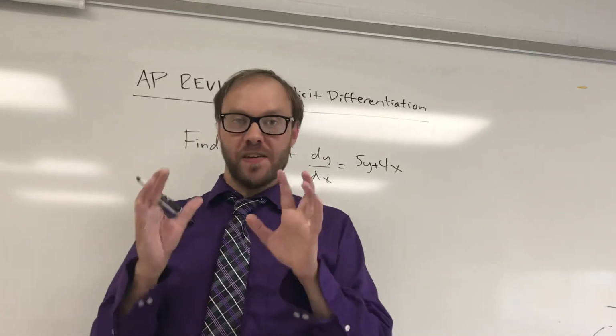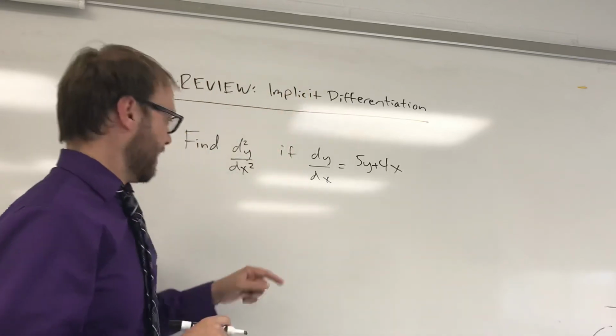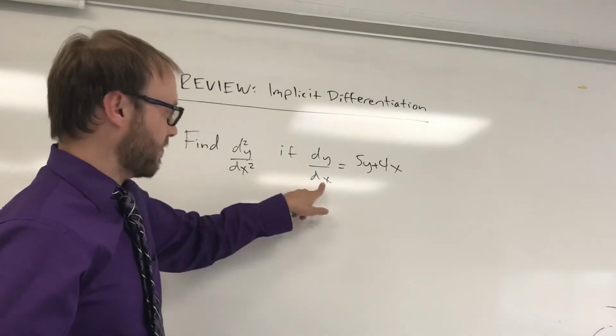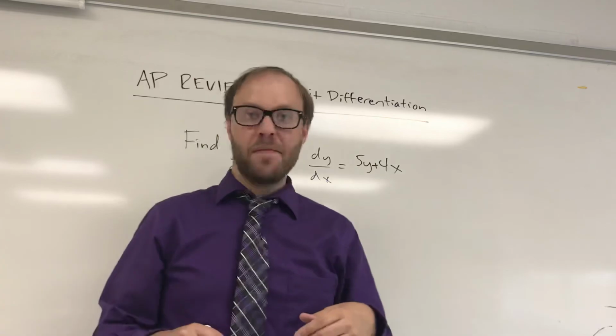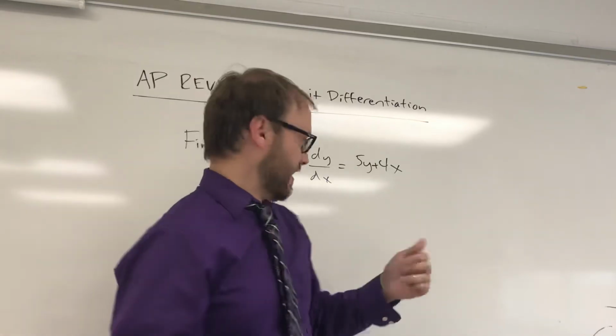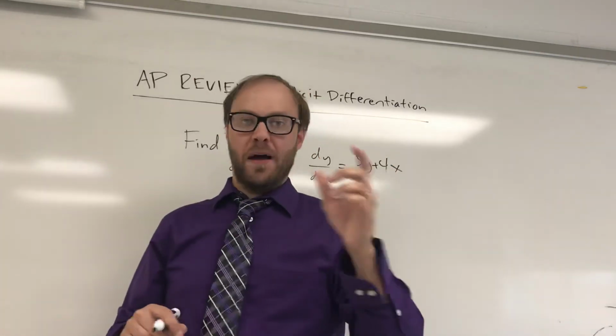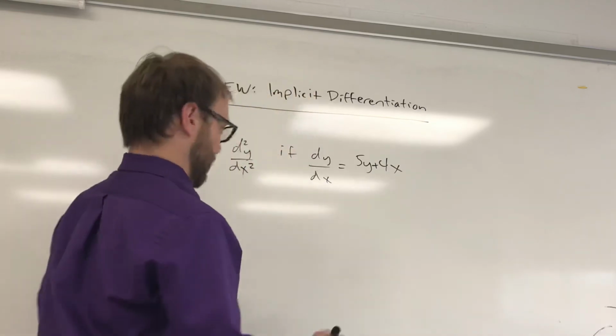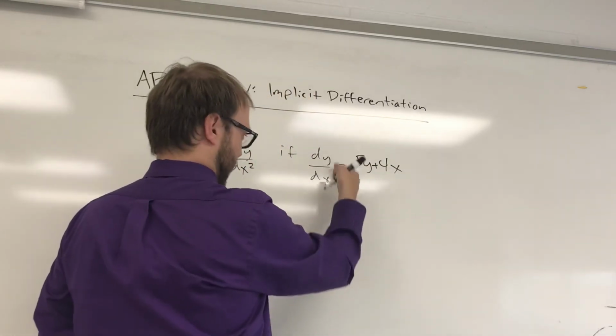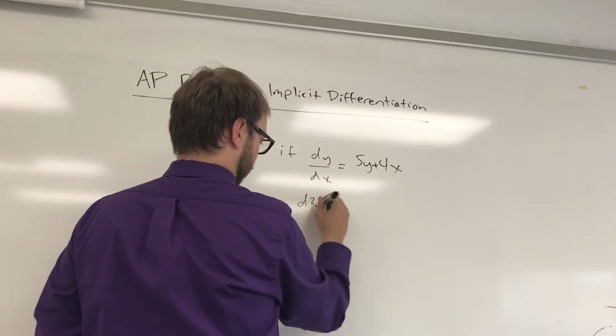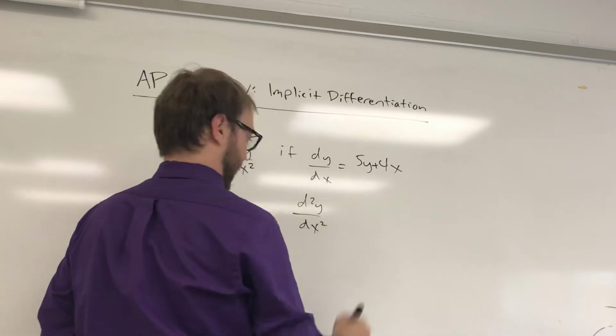But you notice this question does not ask you to solve for y. It asks you to find the second derivative. The first derivative is this, okay? So you really can just take the derivative over here. But there's going to be one little twist. Let me show you. So the second derivative would be written as d squared y dx squared, okay?